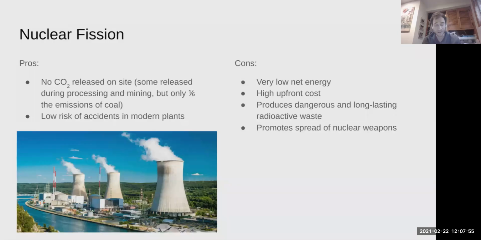They have very low net energy. They have the lowest net energy of all of the non-renewables because of that nuclear fuel process. Super high upfront cost, incredibly expensive. They produce radioactive waste, and they promote the spread of nuclear weapons.